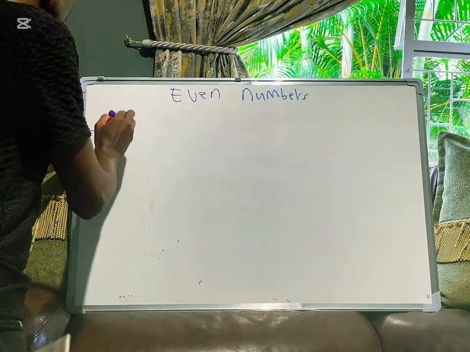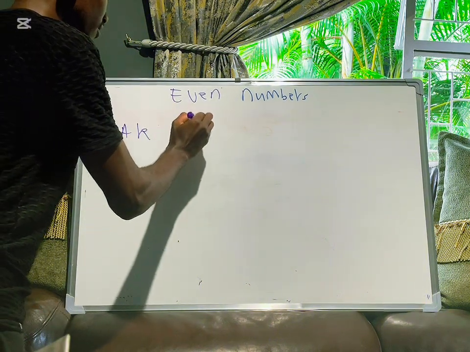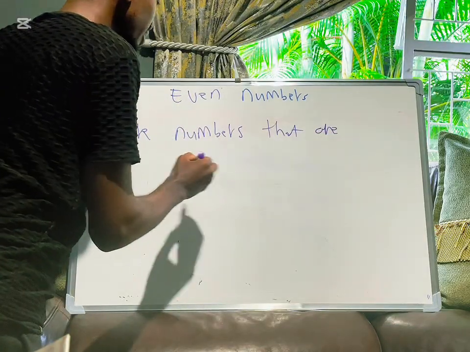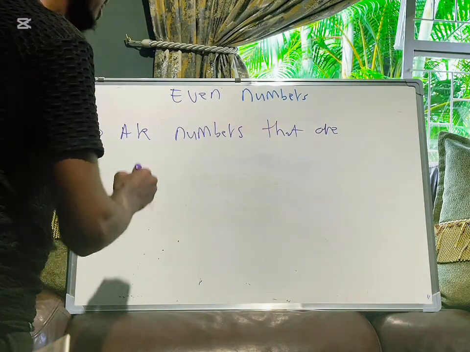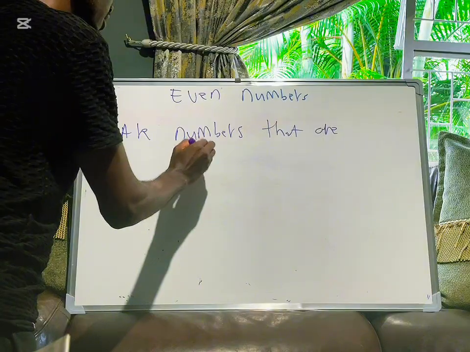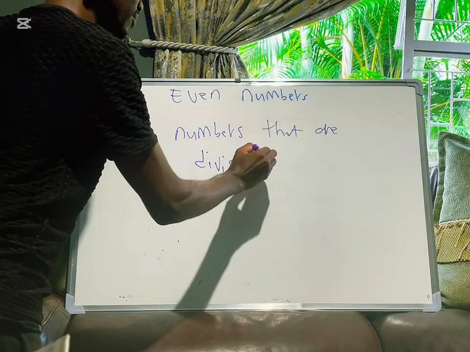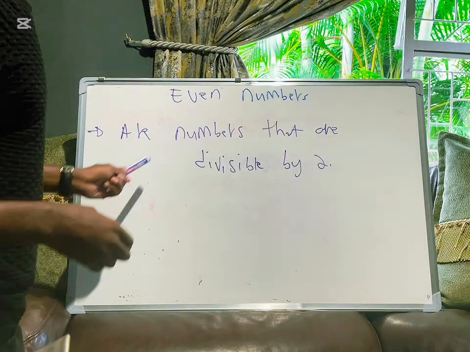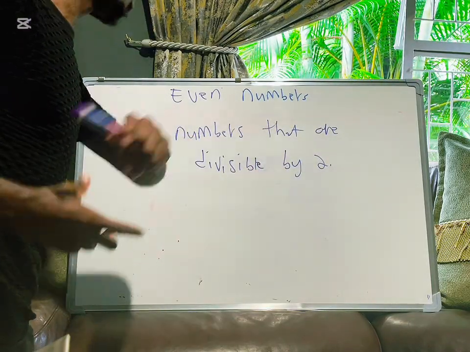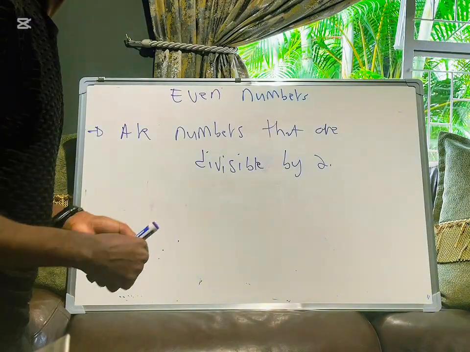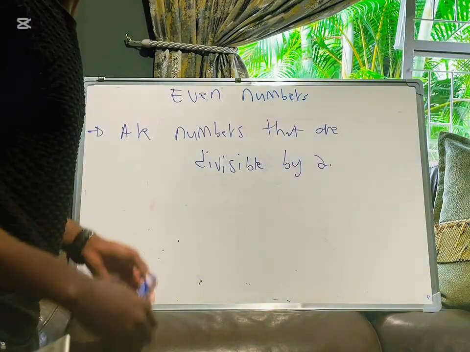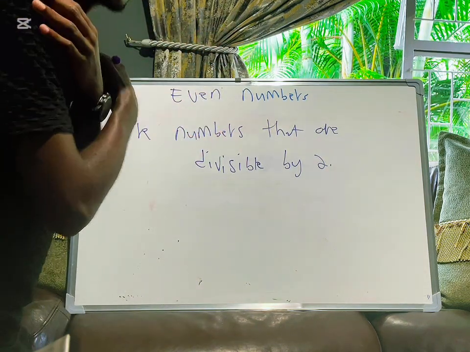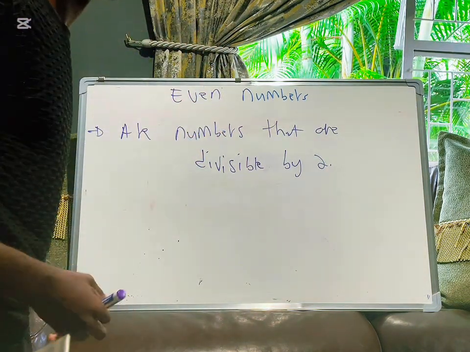We say that even numbers are numbers that are divisible by 2. We call them what? Even numbers. If you want to know even numbers, count in 2s, my brother. 2, 4, 6, 8. Exactly. That's how you get even numbers.